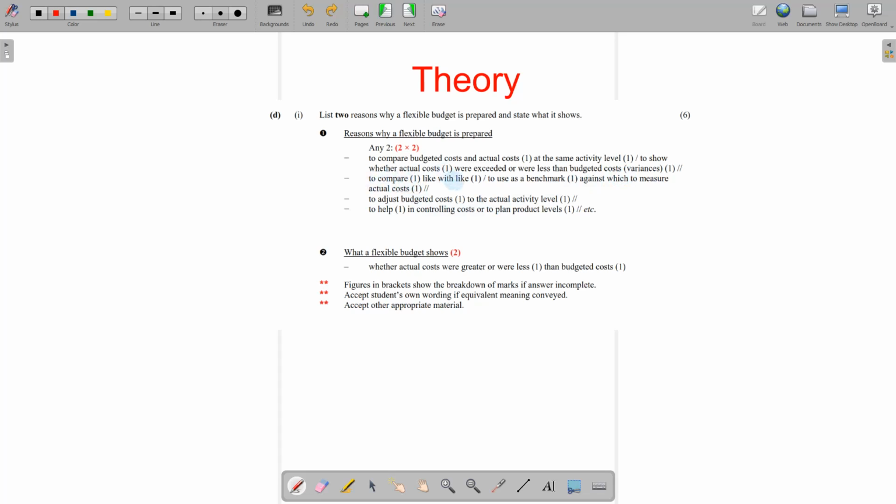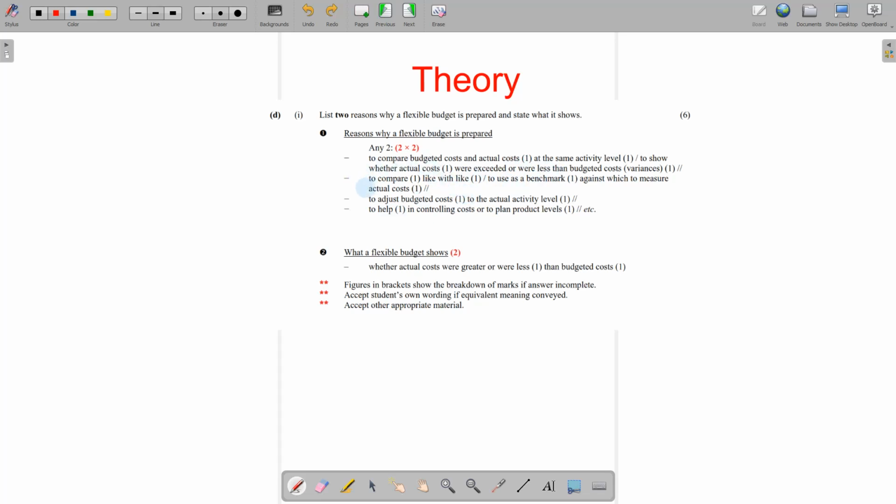You could say to compare like with like, to use a benchmark against which to measure actual costs. You could say to adjust budgeted costs to the actual activity level. Or you could say to help in controlling costs or to plan product levels. And this etc. means there's more as well. So what I would have gone for is to compare budgeted costs and actual costs at the same activity level. And then I would have said to adjust budgeted costs to the actual activity level. So even though they're quite similar, they are separate.